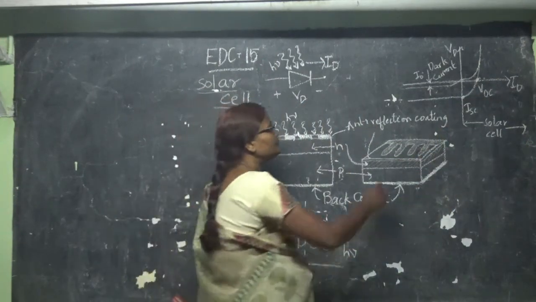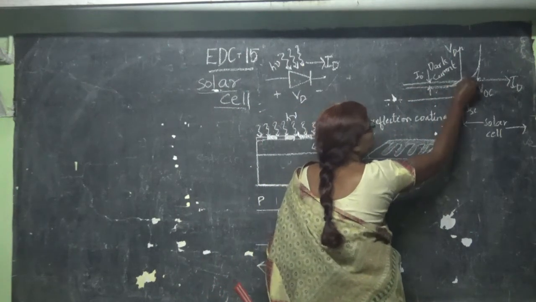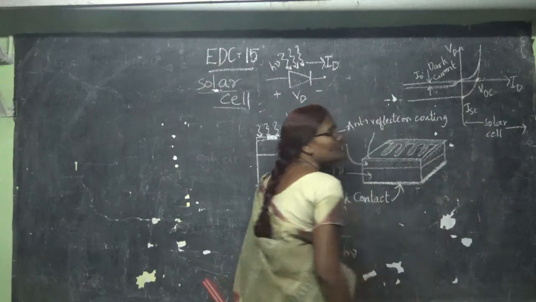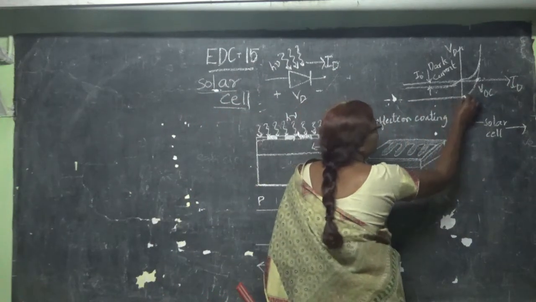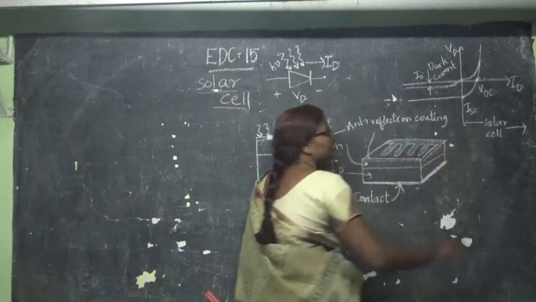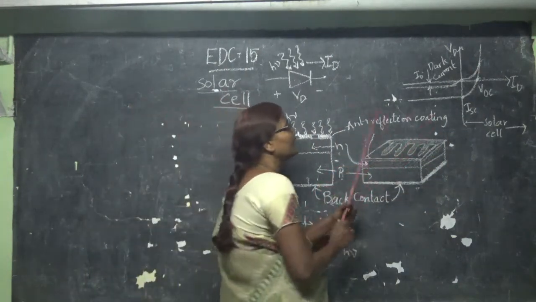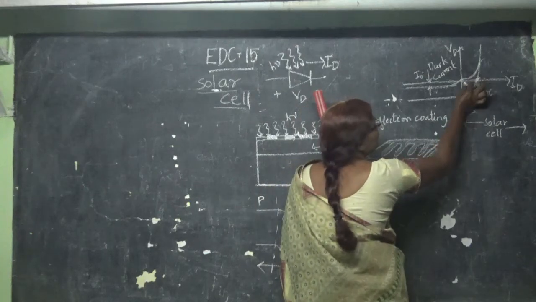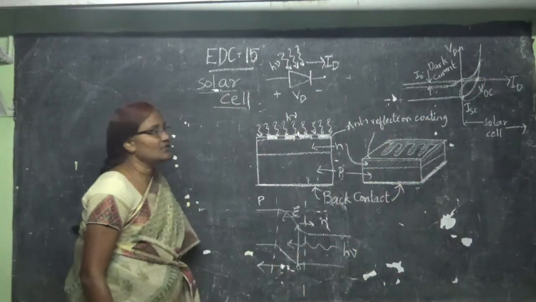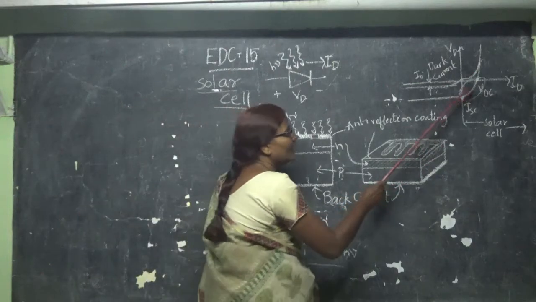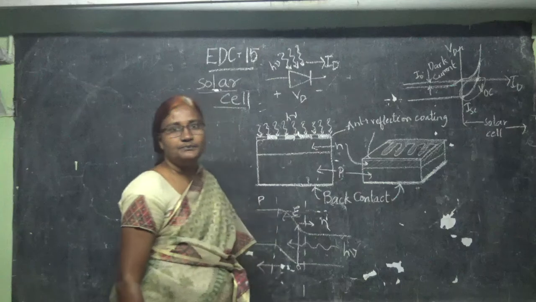benefits. Here, this is the normal diode characteristic, whereas this is the photo device characteristic, that is, the solar cell's characteristic. Here, this region is the converting region, and in this region light energy is converted into electrical energy.